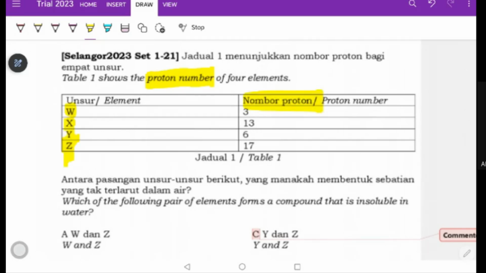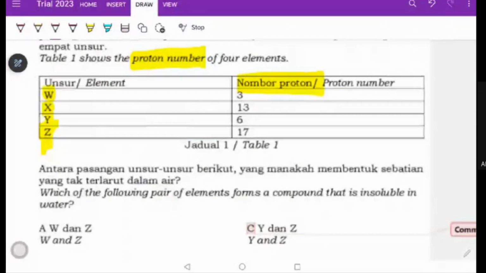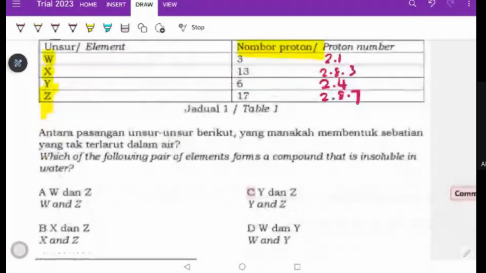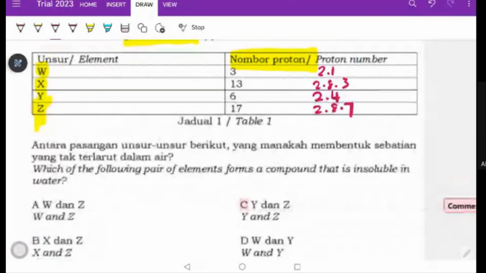If you are given the proton number, the first thing I suggest you do is write out the electron arrangement. So this one is 2,8,1, this one is 2,8,3, this one is 2,4, this one is 2,7. All of you must know how to write it correctly. So here we can see the group. This one is group 1, this one group 13, group 14, this one group 17.